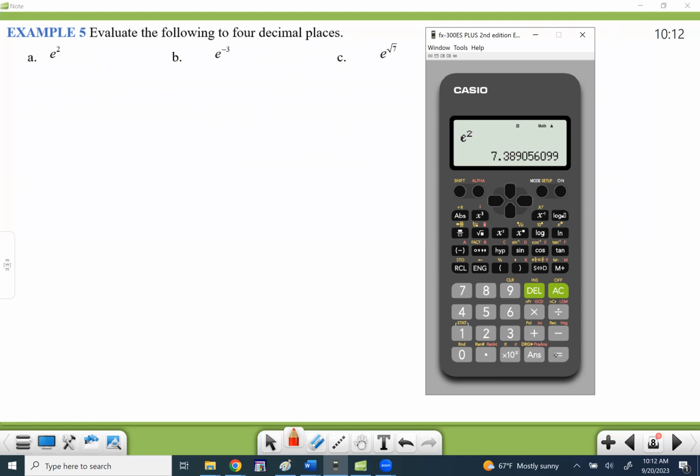Let's see. 7.389. Okay, so we're going to round to 4 decimal places. So 0 is the 4th decimal place. So 5 is behind it. So it's going to round it up to a 1. 7.3891.